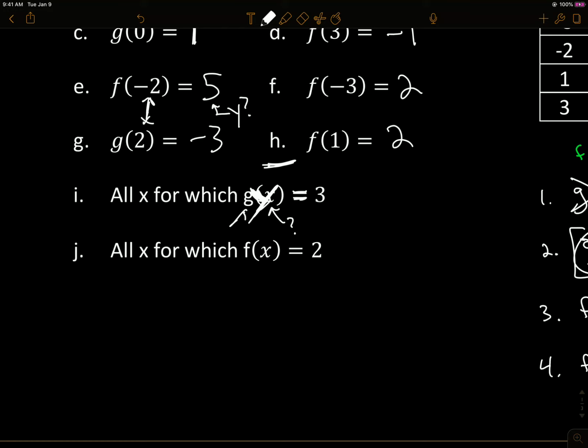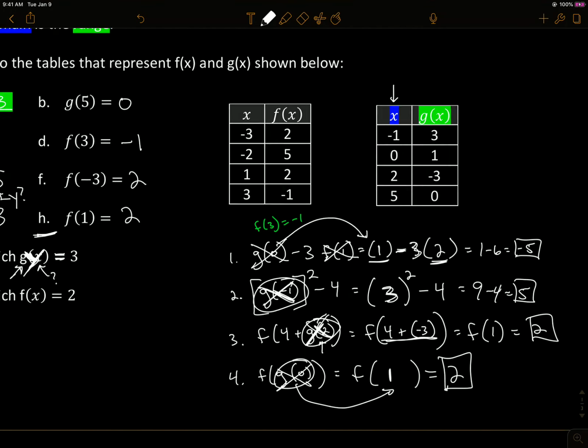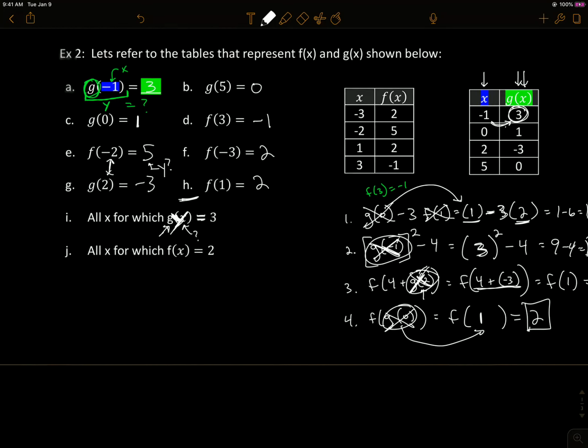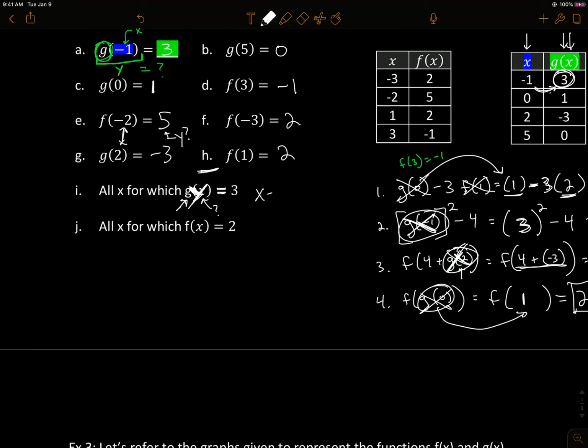So I go to my table for g, and I'm looking down the y column now, and I see a y value of 3 right here. What mapped to 3? Negative 1 is what mapped to 3. So I say x equals negative 1. And you have to write it out, x equals.